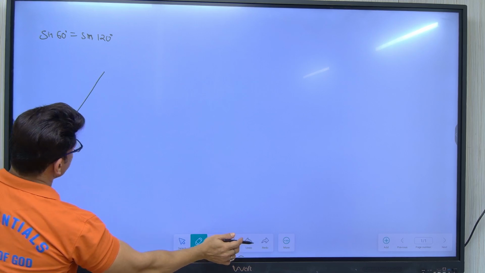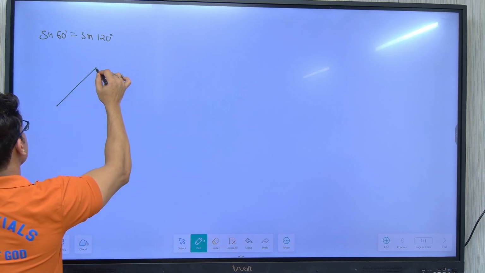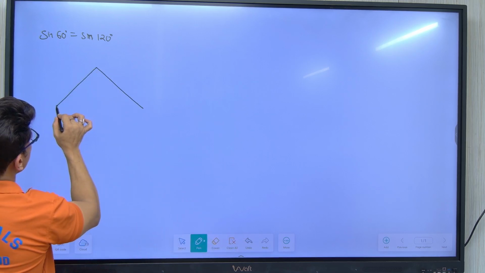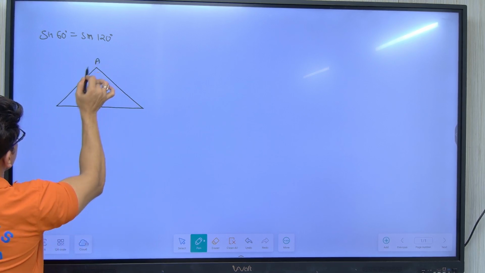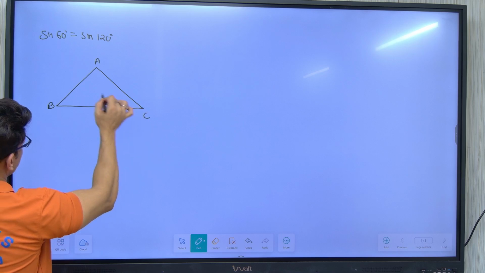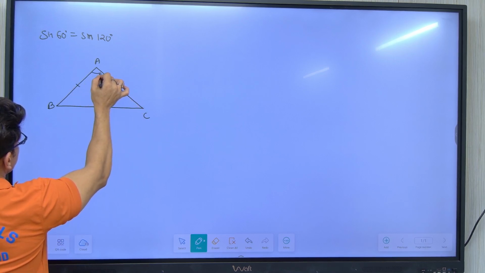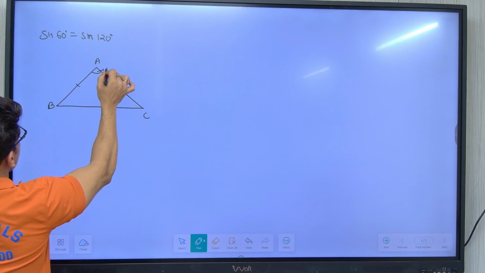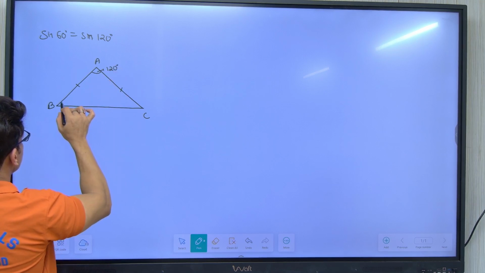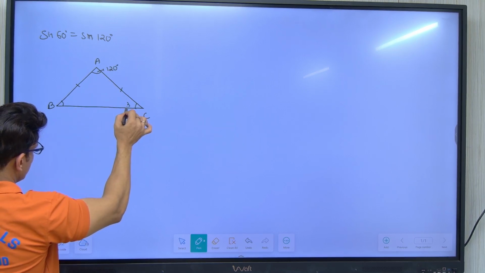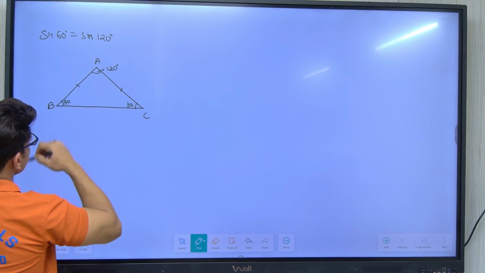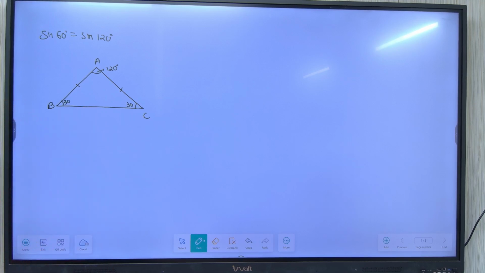One thing, draw triangle ABC where these two sides are equal and this angle is 120. These two angles will be 30 each, yes, total interior angle is 180 degree.